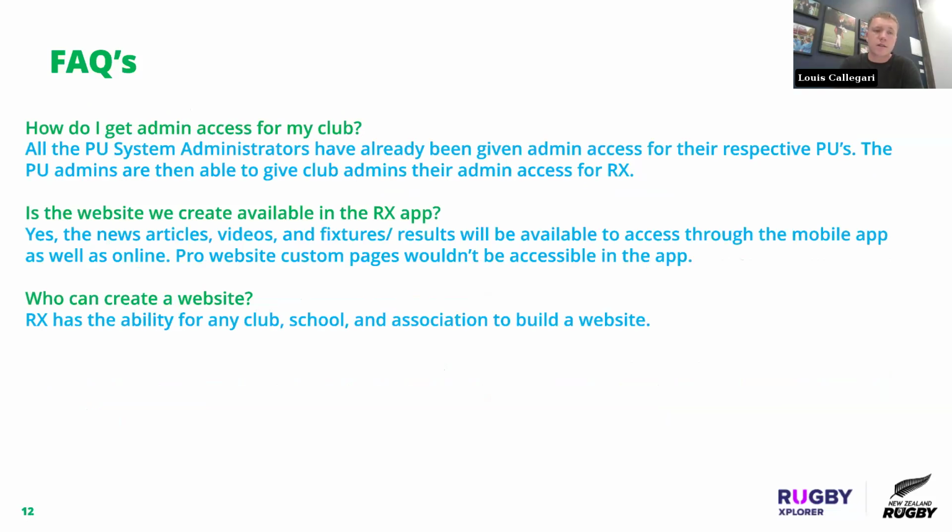How do you get admin access? All the PU system administrators have already been given access, and then the PU admins will then give access to any clubs or schools. The website is available in the RX app. Depending on what device you have, it looks slightly different, but from what we've experienced so far, the website looks really crisp and clean on the phone or on an iPad or something like that as well, so it works really well. And who can create a website finally? RX has the ability for any club, school and association to build a website.